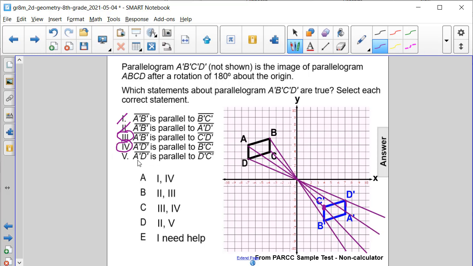And then it says A prime, D prime is parallel to C prime, D prime. No, they intersect also. So the correct answer choices here are Roman numeral 3 and 4, which are both found in answer choice C and C only.